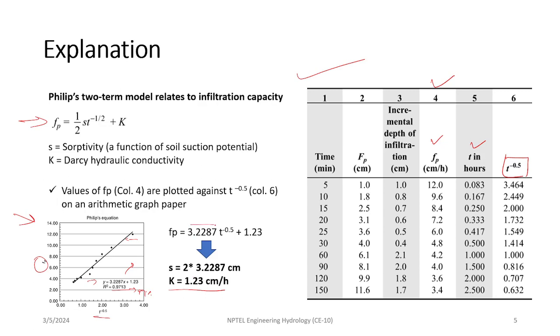Then you have to compare whatever m value is coming, the slope. So how much is the slope coming? 3.2287. And we have to equate it with half of S. So we only have to multiply this 2 with 3.22. Approximately it will come 6.4 something, right? Got it? So this will be the S value, and S is a function of soil suction potential.